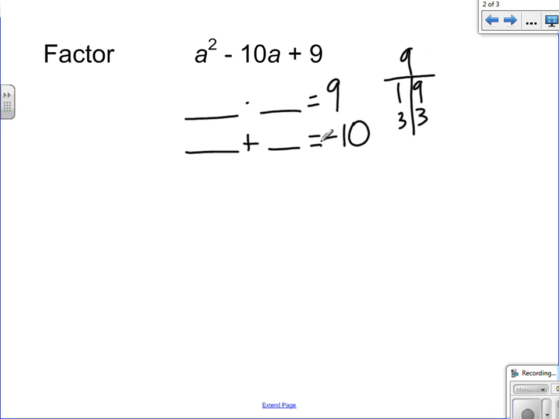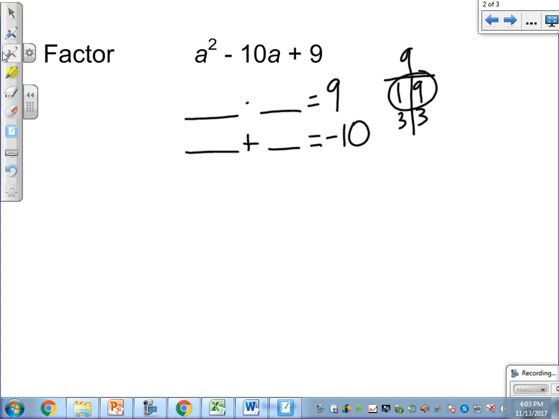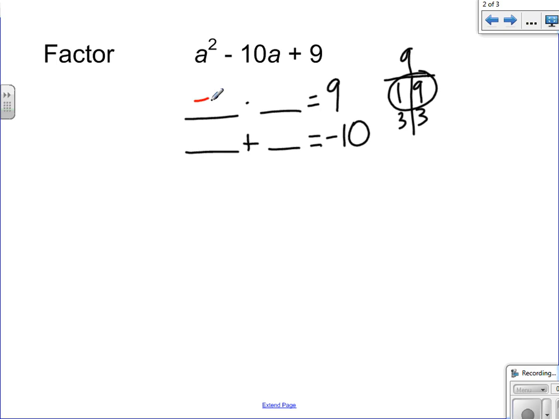Now, if I ignore this minus on the 10, it almost looks like maybe 1 and 9 is where I should focus my attention, because I know that 1 plus 9 is 10. What we want, though, is to add to get negative 10. If 1 plus 9 is 10, then negative 1 plus negative 9 is going to be negative 10. And those are the two numbers that we want to use, negative 1 and negative 9.